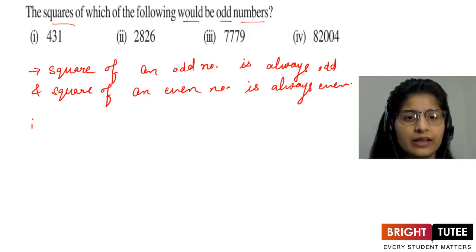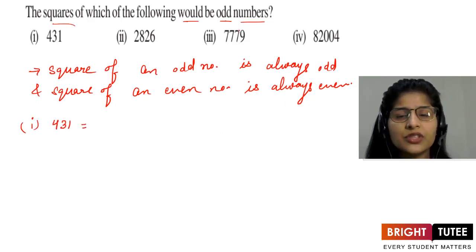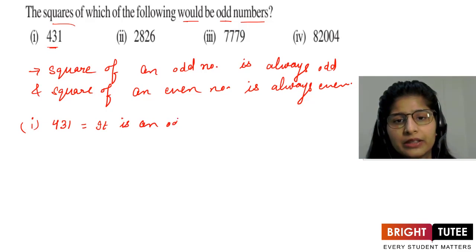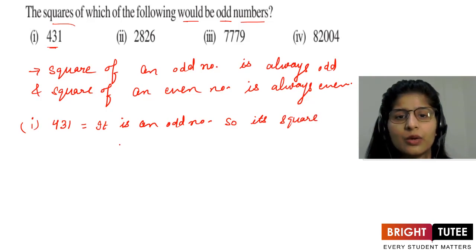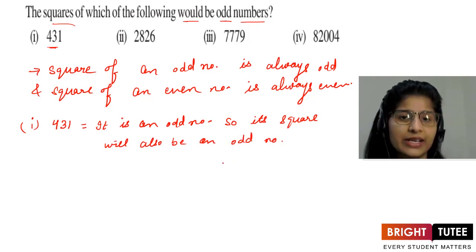Now first one is 431, right? So the square of which of the following would be an odd number? 431 is even or odd? You will write it is an odd number, right? So its square will also be an odd number. Is that clear? This is how you write the statement.